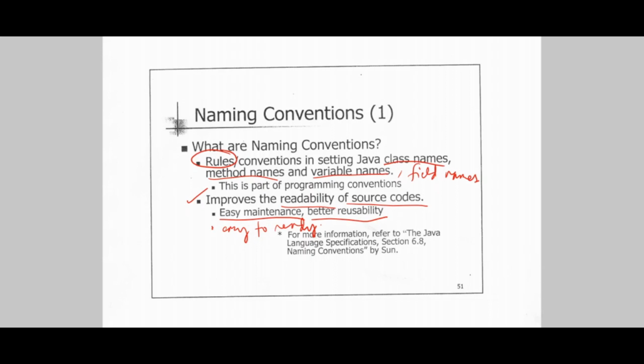Now, the purpose of the naming convention is so that all programmers all over the world will follow the standard naming convention so that they could easily understand the code, easily read, maintain, and reuse the code.